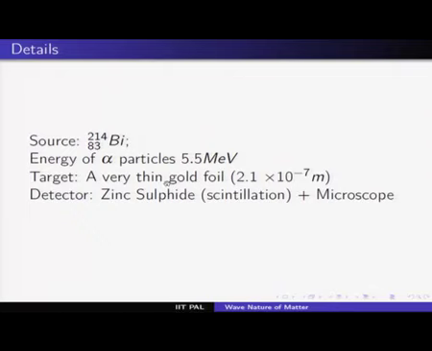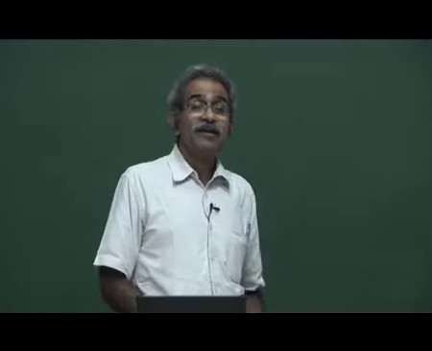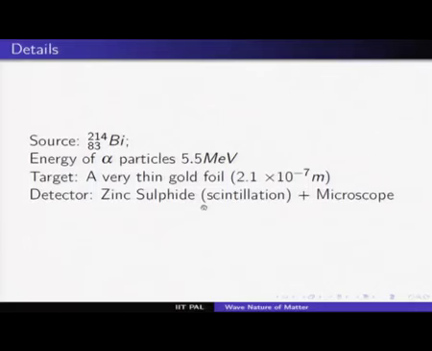Now what was the target? The target was a very thin gold foil. In fact, it had a thickness of 2.1 times 10 to the power of minus 7 meters, and that means it had only very few layers of atoms. That is a very important thing. It was not a thick target where my alpha particle could actually undergo multiple scattering. That was an unlikely event.